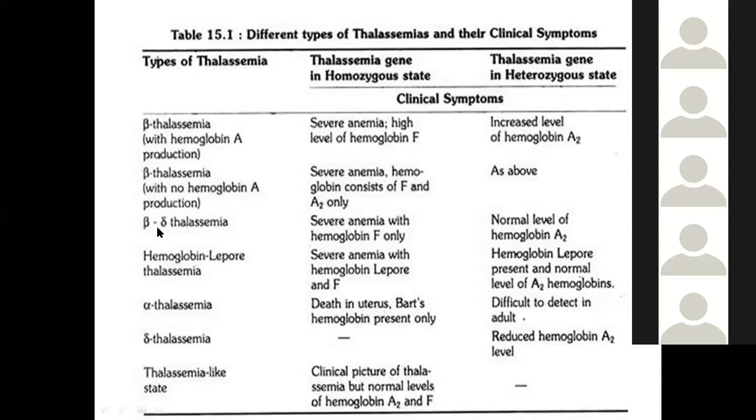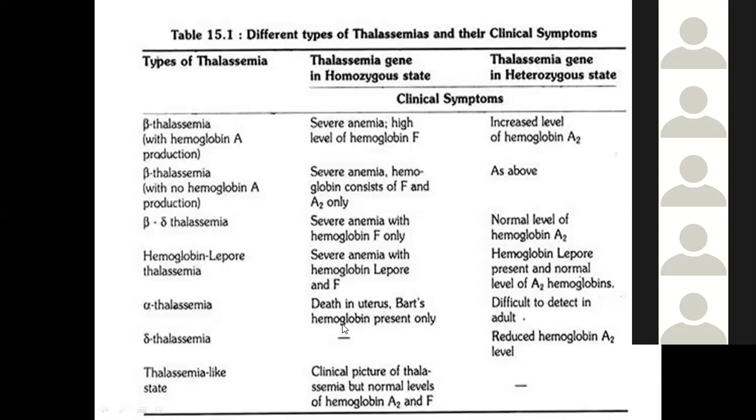Then in beta thalassemia, beta and delta. Severe anemia with hemoglobin F, only F will be present. And in heterozygous state, normal level of hemoglobin A2. Then again, we have hemoglobin Lepore thalassemia. It's severe anemia with hemoglobin Lepore and F. Hemoglobin Lepore present and normal level of A2 hemoglobin. It's just the name given, okay?